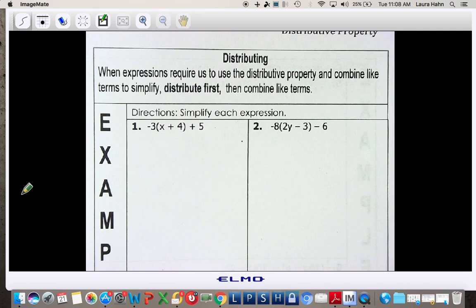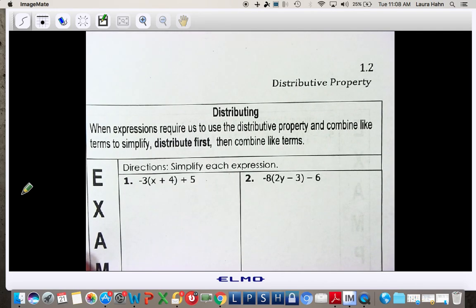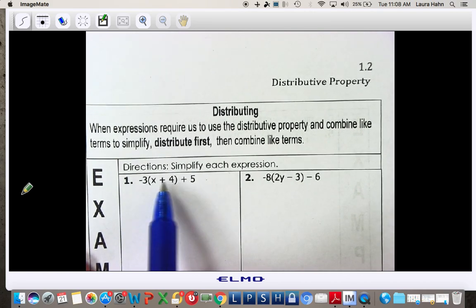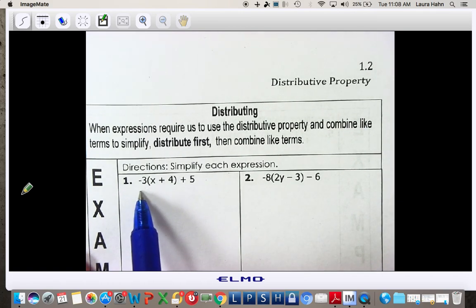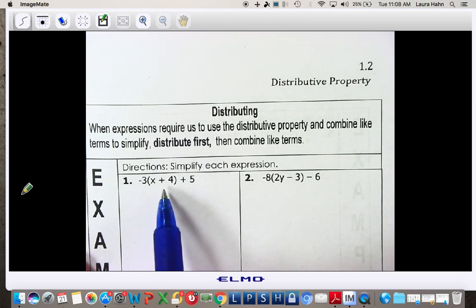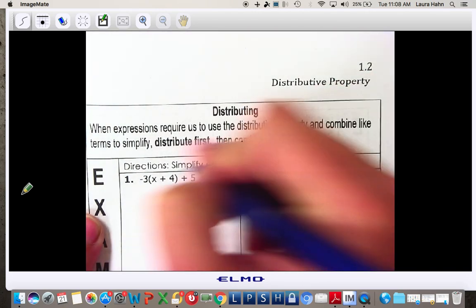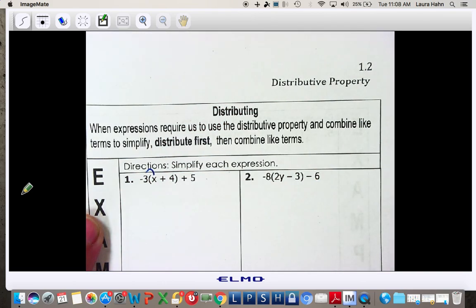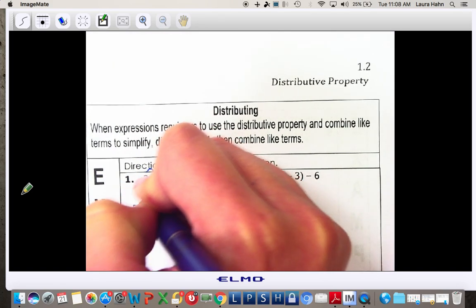Okay, so let's look at number 1. Before I combine my like terms, I see a set of parentheses with the number out front. Remember, parentheses means to multiply. But there's 2 things inside this parentheses, which means I need to take this number out front, negative 3, and multiply it by both of the things in the parentheses first. I like to draw these little loopies. So I'm going to take negative 3 and multiply it by x. Negative 3 times x is negative 3x.